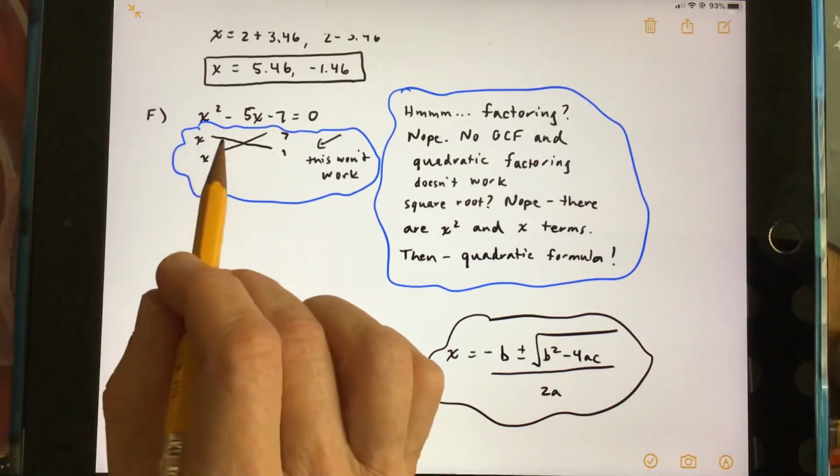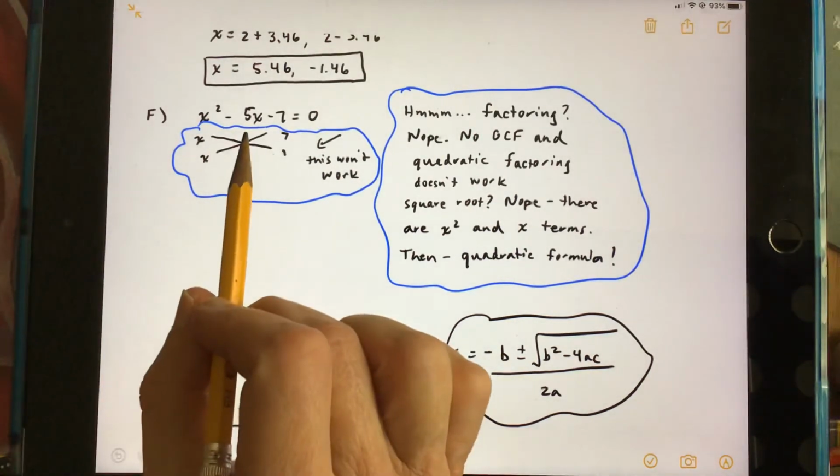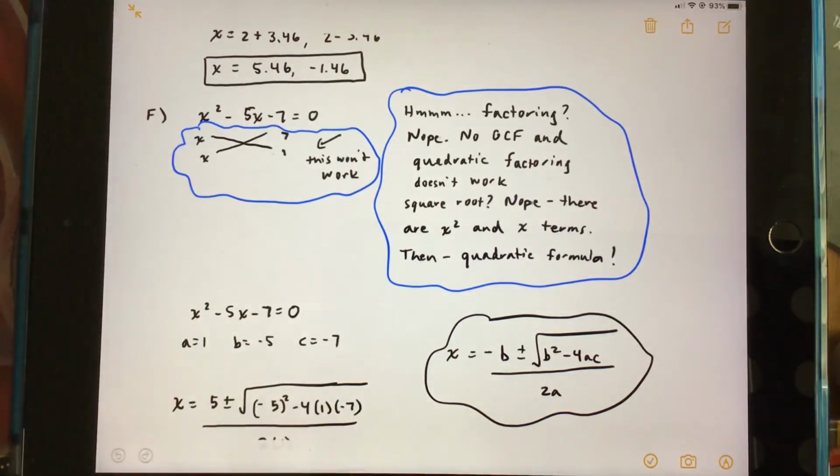So if we were to add 5x and 7 to both sides to get x squared by itself, and then we were to take the square root, that would tie up this x term in the radical, and we wouldn't be able to solve for x. So that's why when you have x squared and x terms, taking the square root won't work. Well, factoring doesn't work here. Taking the square root doesn't work, so let's use the quadratic formula.